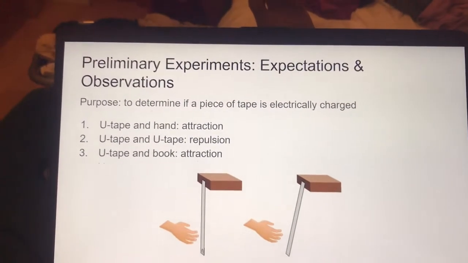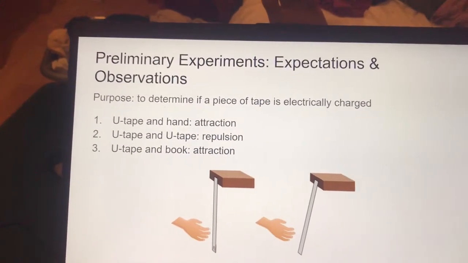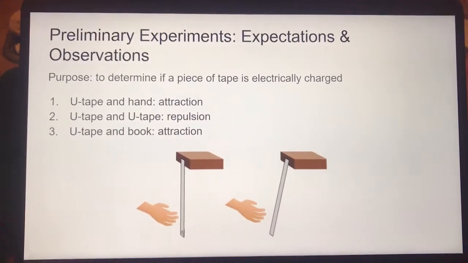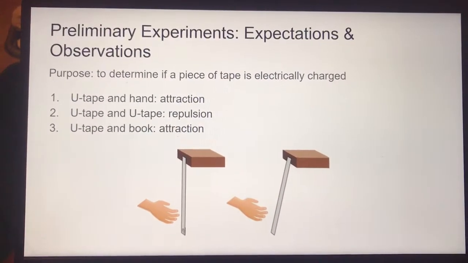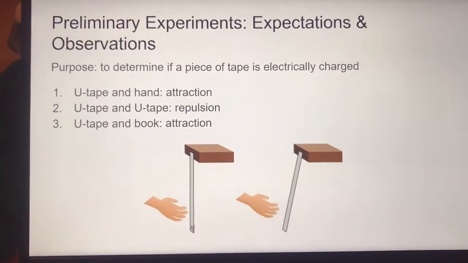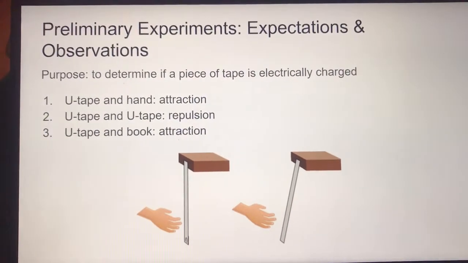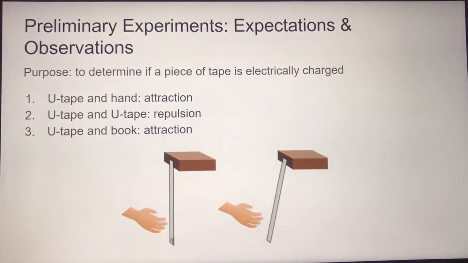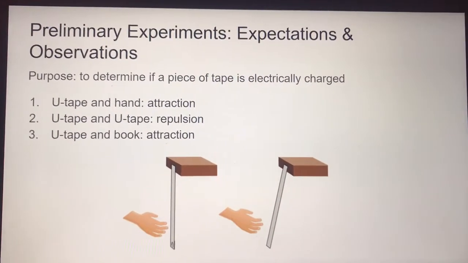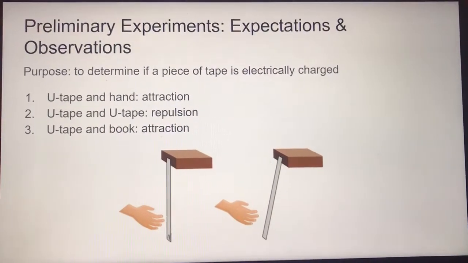The preliminary experiments we did were to just determine if the piece of tape can be electrically charged. I stuck a piece of tape on top of a base tape and pulled it off, and then stuck it on a desk, and then tested it with different objects to see if it would attract or repel. With the U-tape and my hand, it attracted. With a U-tape and another U-tape, it repelled, and with the U-tape and a neutral book, it attracted.